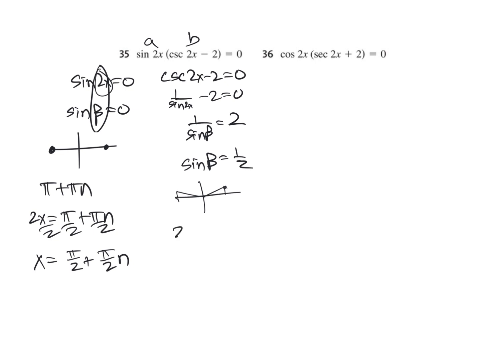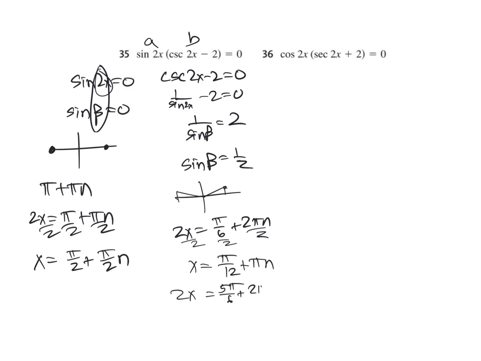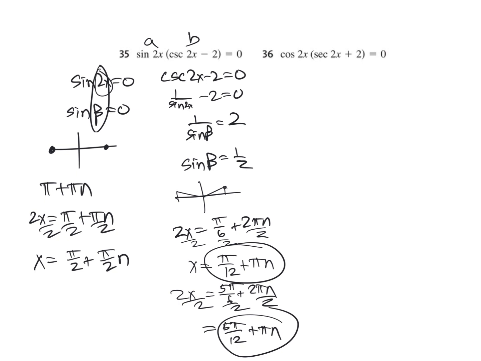So beta is 2x, so 2x equals your pi over 6 plus 2 pi n. And we divide by 2 or multiply everything by 1/2. So x equals pi over 12 plus pi n. And it's also equal to the second part, 2x equals 5 pi over 6 plus 2 pi n. So we divide by 2, and we get 5 pi over 12 plus pi n. So those are your answers for 35.